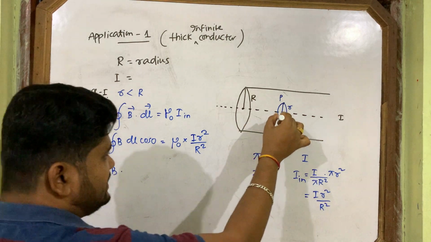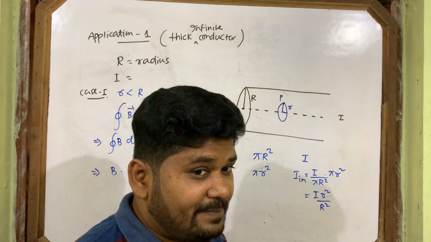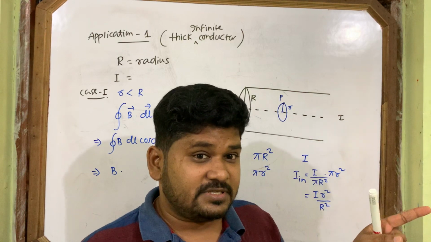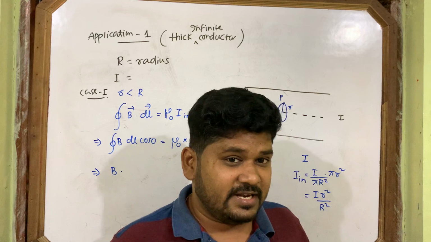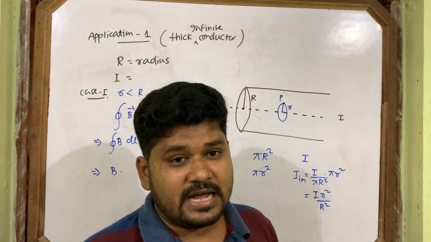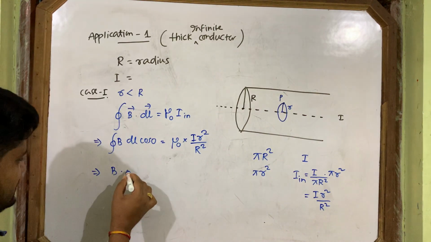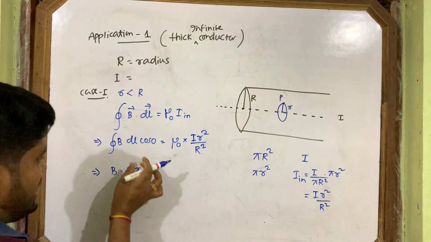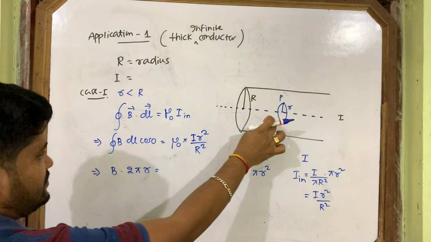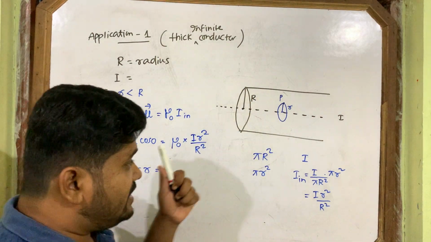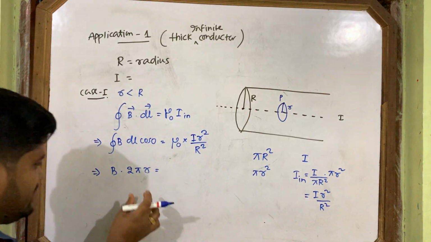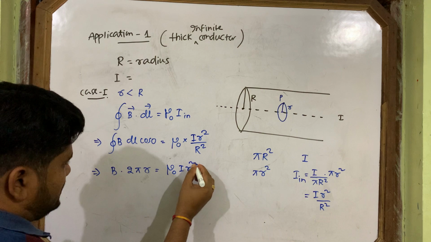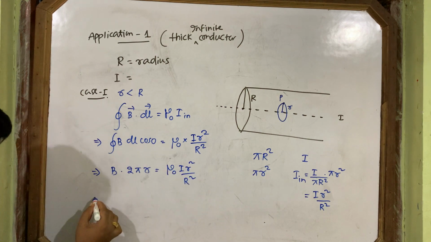Integration over dl. The dl integration is always done over the Amperian loop, as you have done in Gauss law over the Gaussian surface. Always the Gaussian surface radius is taken in the integration. Similarly here, always the Amperian loop radius is taken in the integration. Circumference means 2πr, because it is always done over the Amperian loop. Don't confuse small r and capital R. Capital R is the radius of the conductor, but here we take small r as the integration is over the Amperian loop. So μ₀ I r²/R².